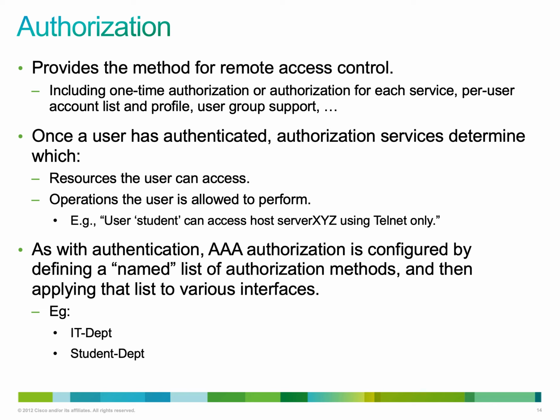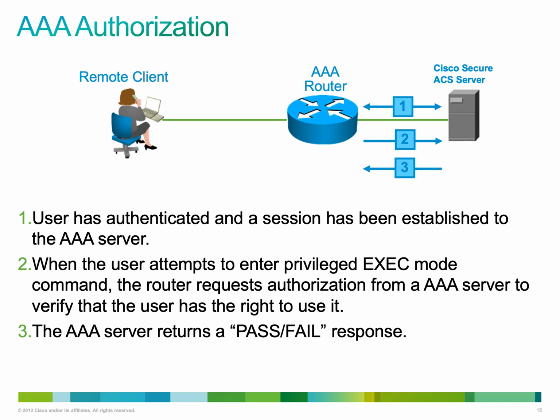So as with authentication, AAA authorization is configured by defining a name list of authorization methods and then applying that list to various interfaces. We have to define the AAA authorization. To configure AAA authorization, you have to define a name list of authorization methods and then apply it to all your interfaces, like your IT department, your student department, your lecturer department, your whatever department. You apply it after you've had your name list. Who is this applicable to? Okay. Now let's take a look at AAA authorization. We're not talking about authentication.